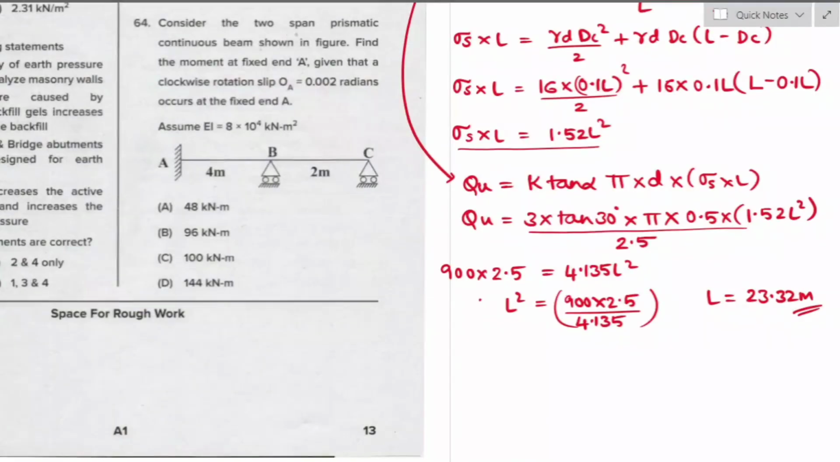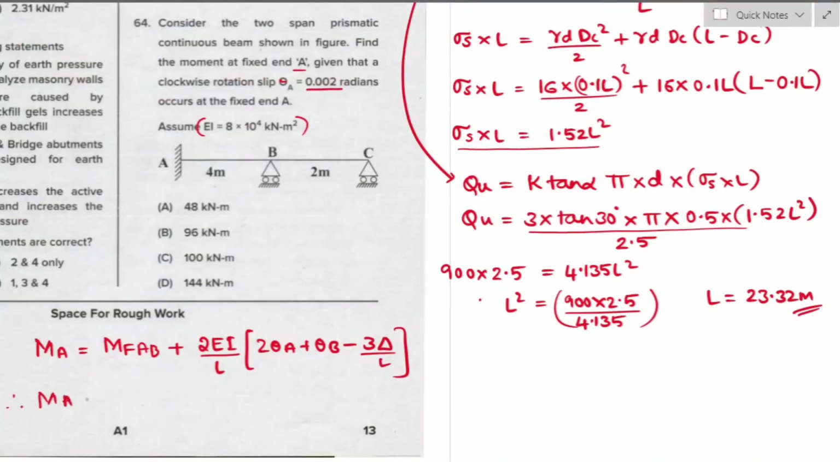Question number 64. Consider the two span prismatic continuous beam shown in the figure. Find the moment at fixed end A. Given that clockwise rotation slip theta A is equal to 0.002 radians occurs at the fixed end A, assuming flexural rigidity of 8 into 10 to the power of 4 kN meter square. So from the slope deflection equation, fixed end moment at A is equal to fixed end moment of the member AB plus 2EI by L into 2 theta A plus theta B minus 3 delta by L.